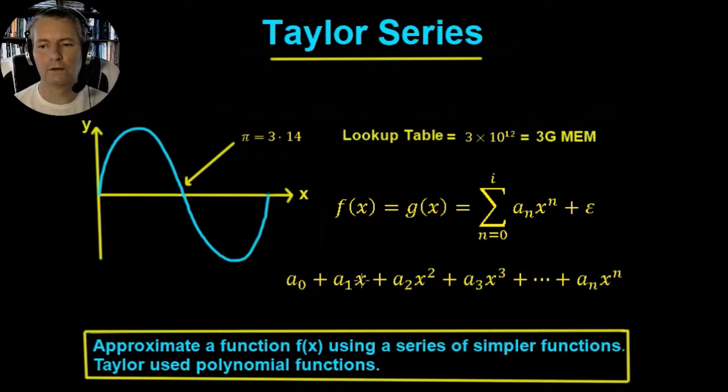Now we know what x is in x squared and x cubed and x to the n, because they're defined functions, but we don't know what the values of a0, a1, a2 are, so we don't know what the coefficients are. We need to find a method of finding those coefficients.